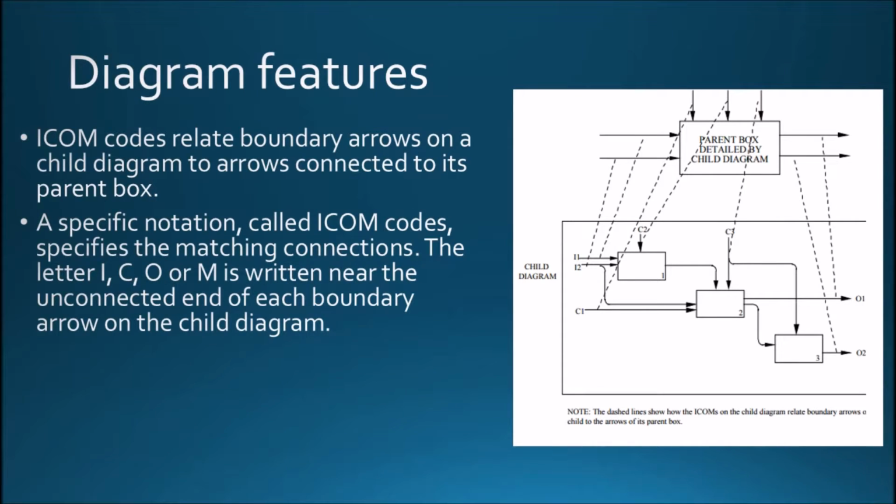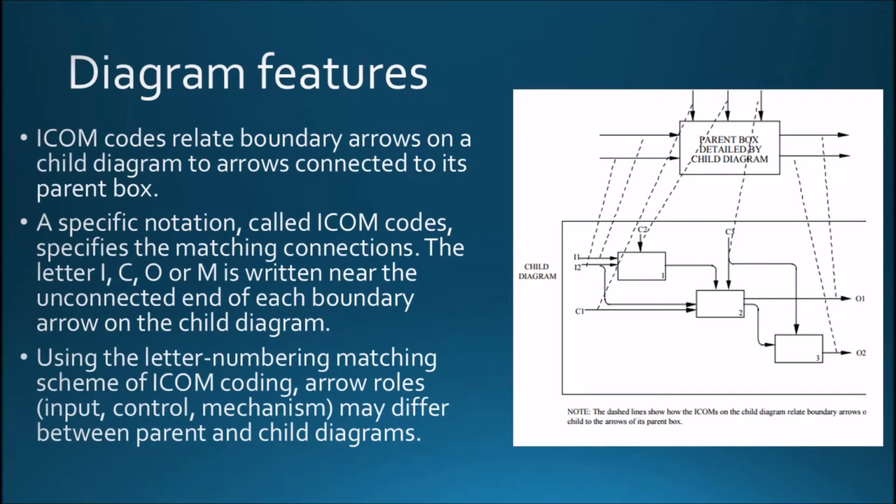A specific notation, called ICOM codes, specifies the matching connections. The letter I, C, O, or M is written near the unconnected end of each boundary arrow on the child diagram. Using the letter-numbering matching scheme of ICOM coding, arrow numbers may differ between parent and child diagrams.